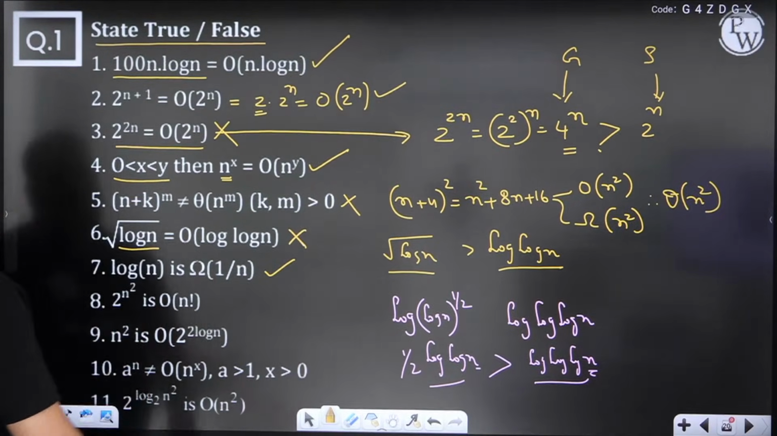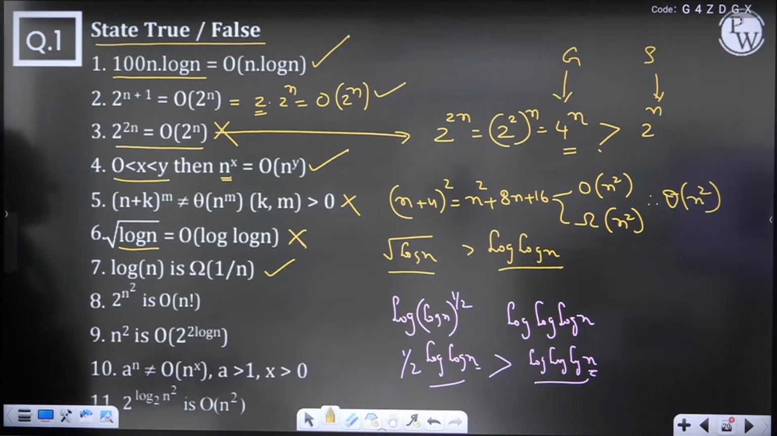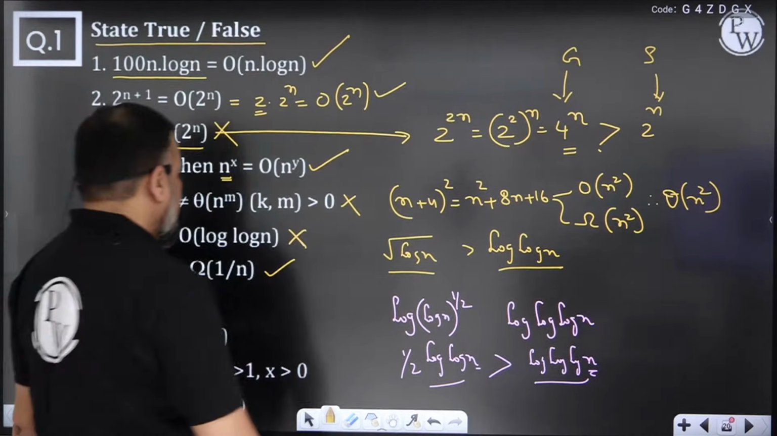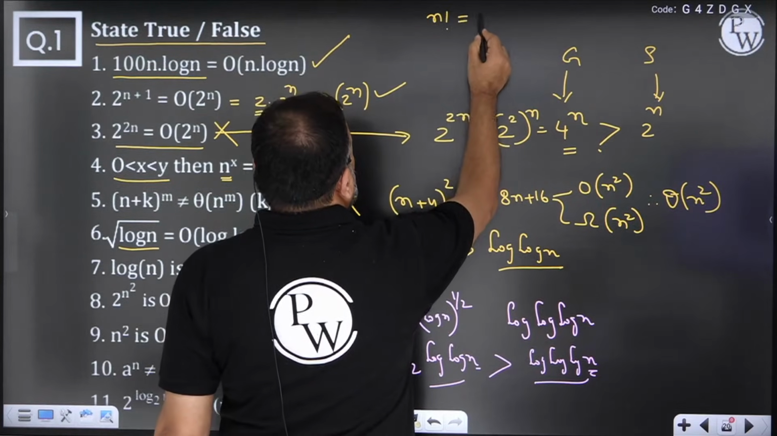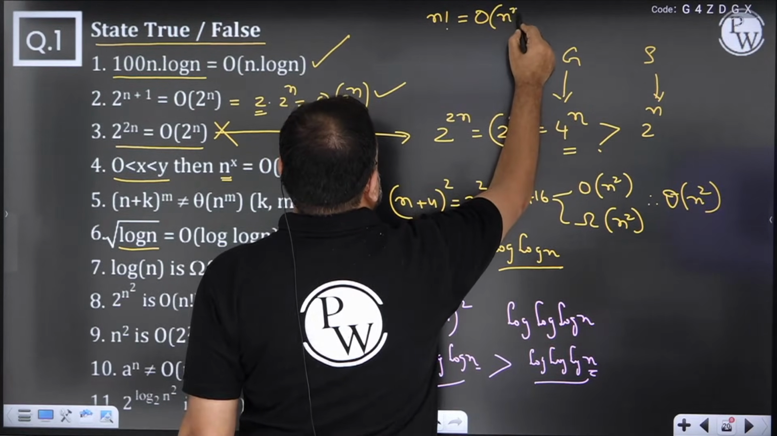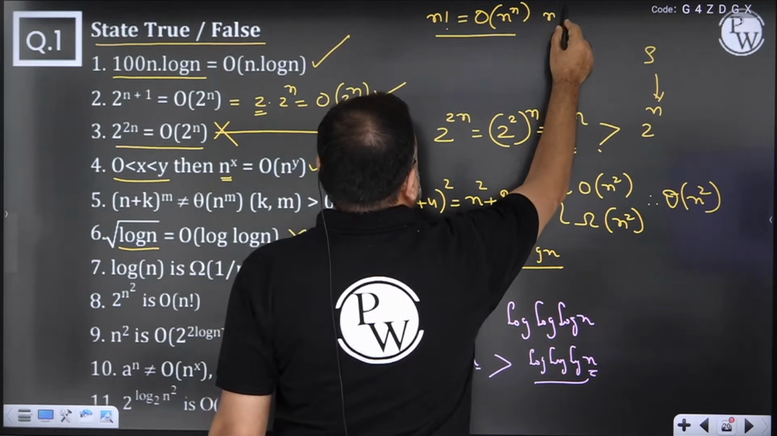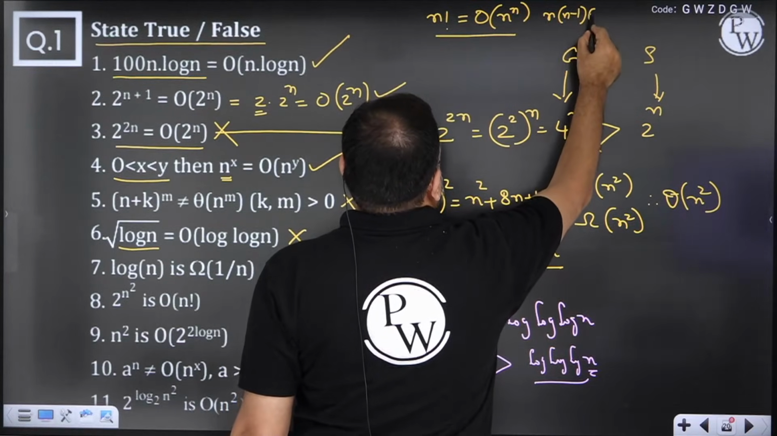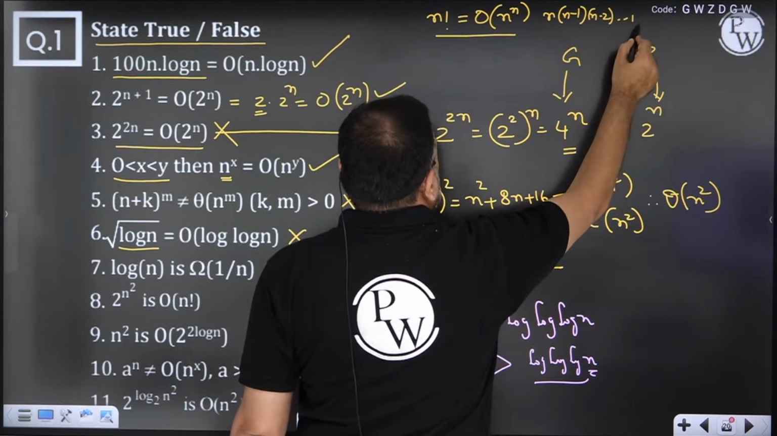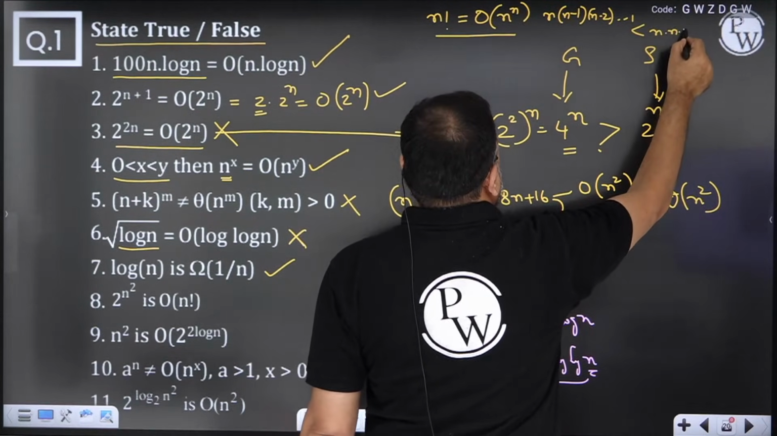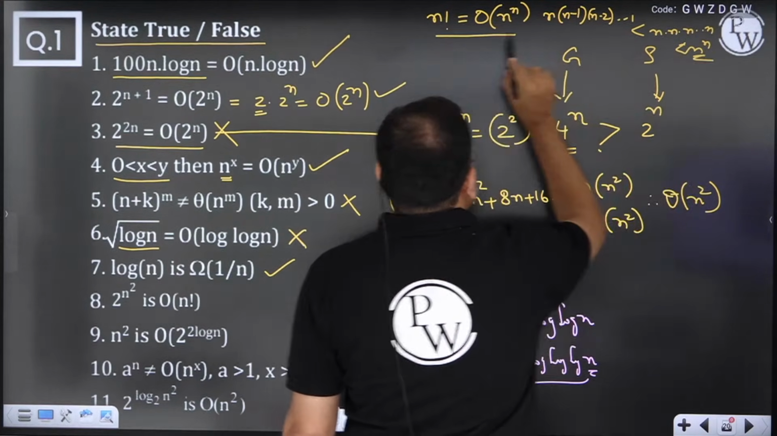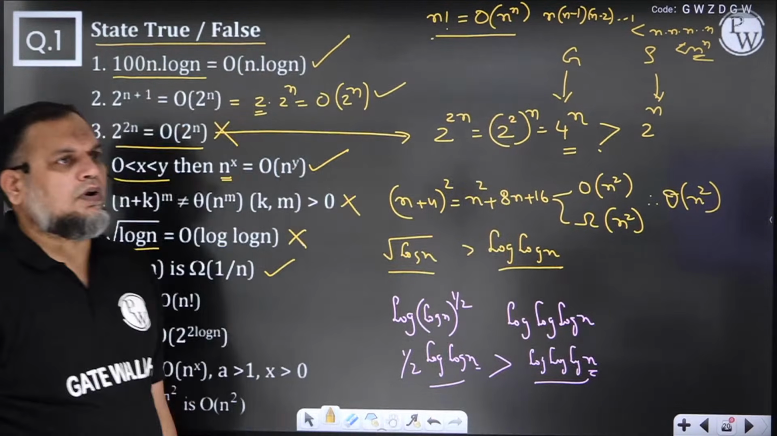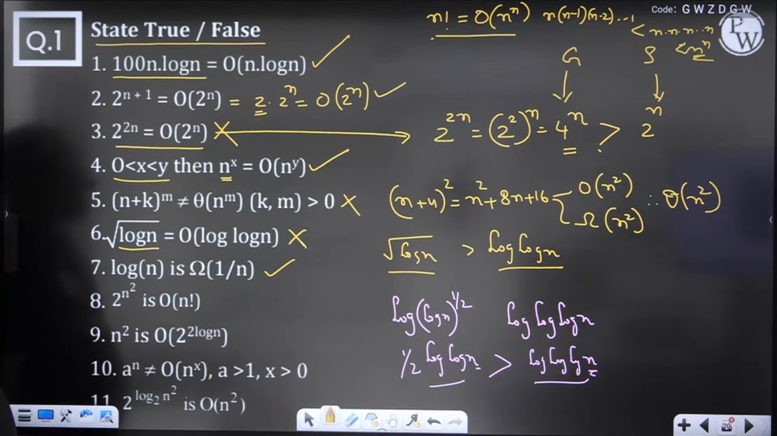ये देखिए, 2 power n square is order of n factorial. Come on. तो उसके लिए सबसे पहले आपको पता होना चाहिए what is n factorial order of. n factorial is order of n power n, आपको पता हो. कैसे? n factorial is n into n minus 1 into n minus 2 so on up to 1 is definitely less than n into n into n into n so on. n is less than n power n. So always remember, n factorial is order of n power n.